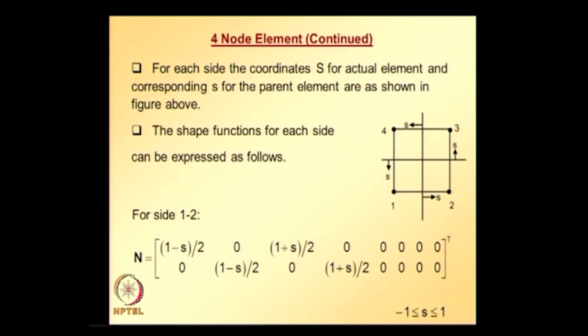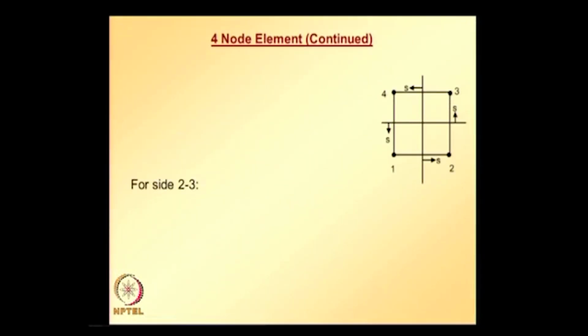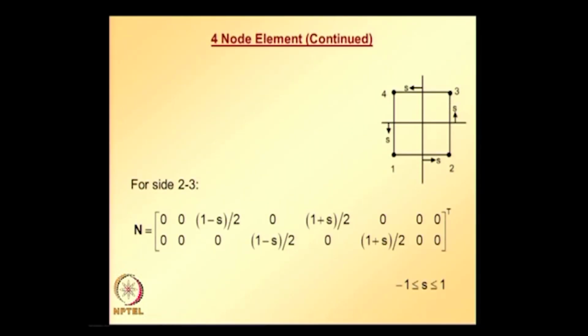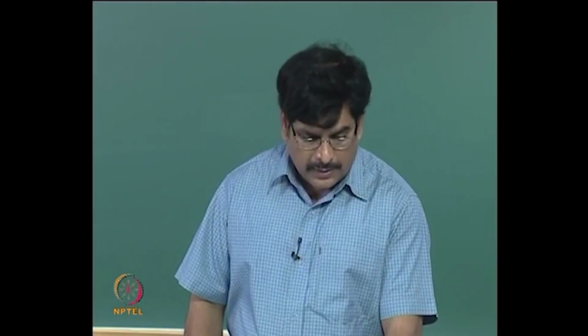The shape function matrix is going to be like this, because the shape functions of nodes 3 and 4 along side 1 2 are going to be 0, and similarly for side 2 3, the shape functions of nodes 1 and 4 are going to be 0 along side 2 3. Anyway, we discussed all this several times in the earlier classes, but for completeness all those are repeated here.